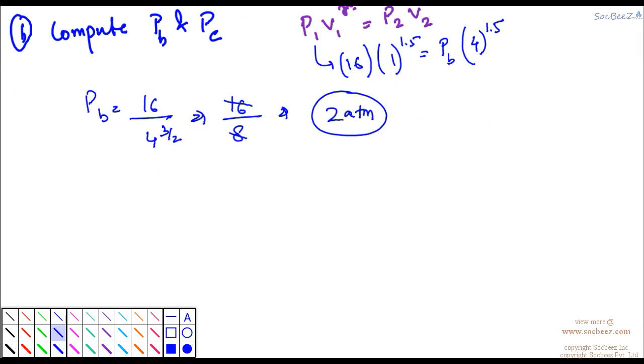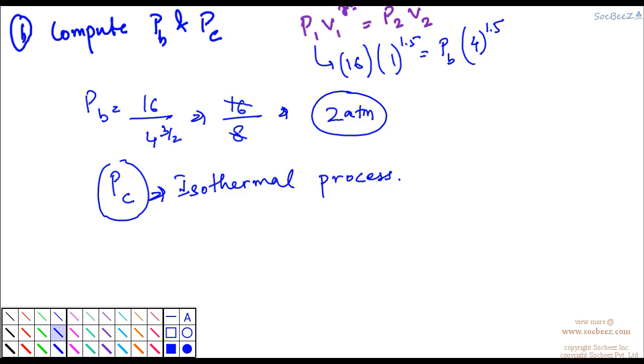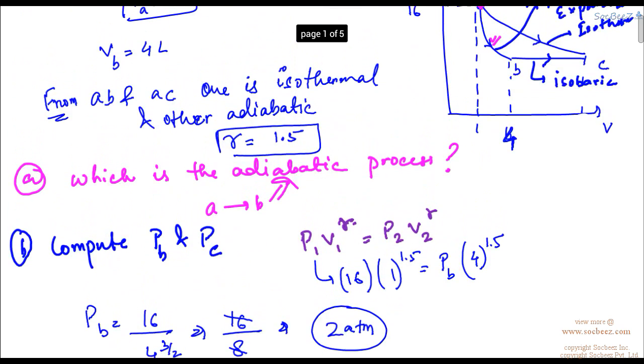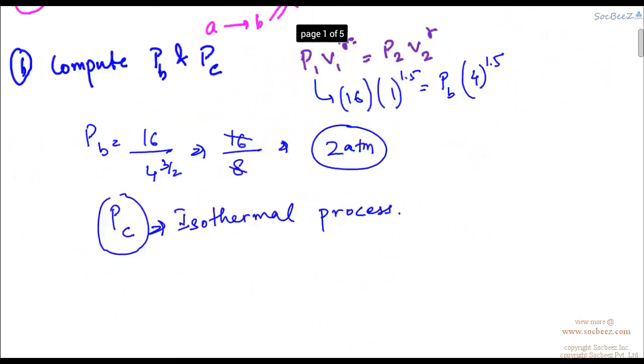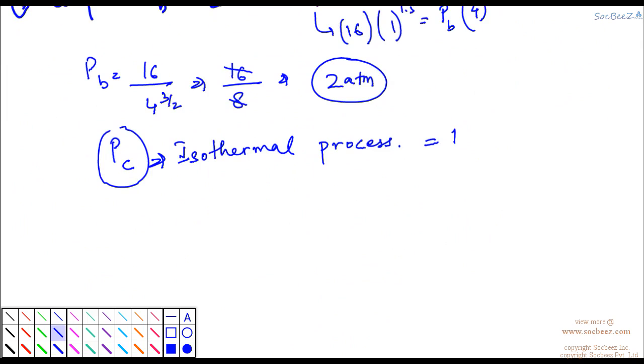Now we have to find the pressure at C. Now we can say that the pressure has remained constant. You knew that because this is the isobaric process. That means the pressure at B is the same as the pressure at C. So you can directly write pressure C equals 2 atm. So at both positions the pressure is equal to 2 atm.